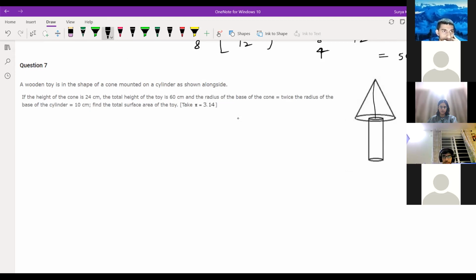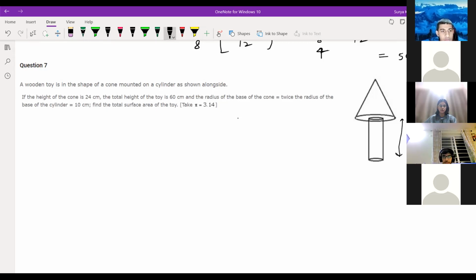From here to here, total height of the toy is 60. So only this part will be what? H2 you take. H2 is equal to 60 minus 24. So 36 centimeter is your H2, means height of the cylinder. First of all, we know that height of the cone is 24, height of the cylinder is 36 centimeter.